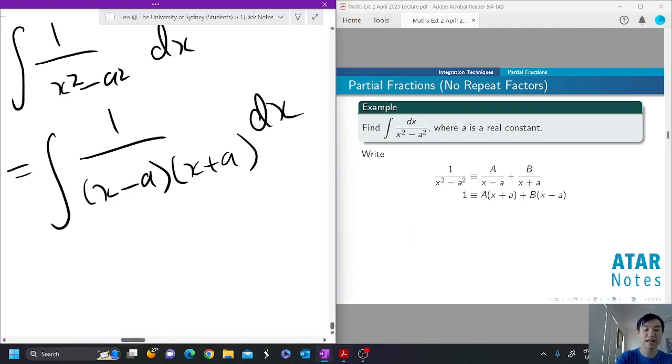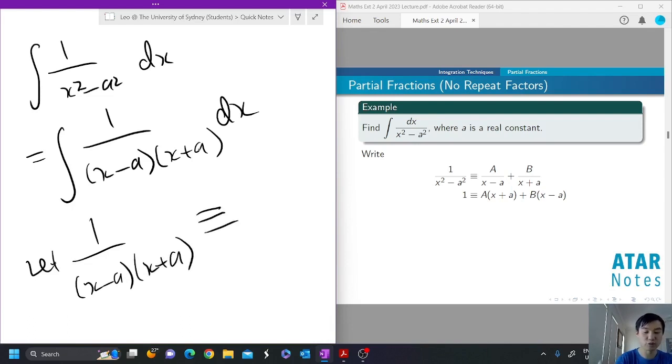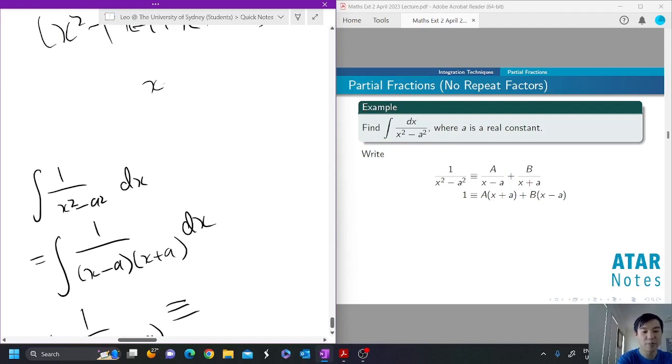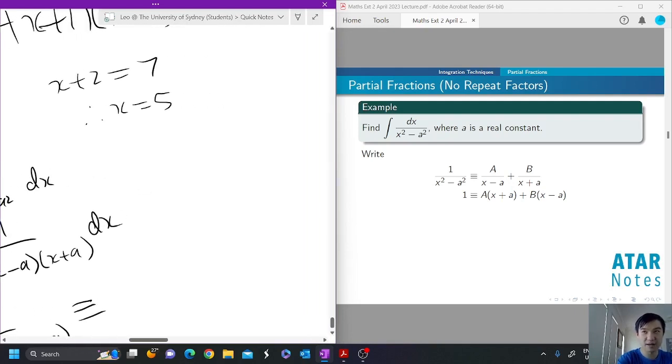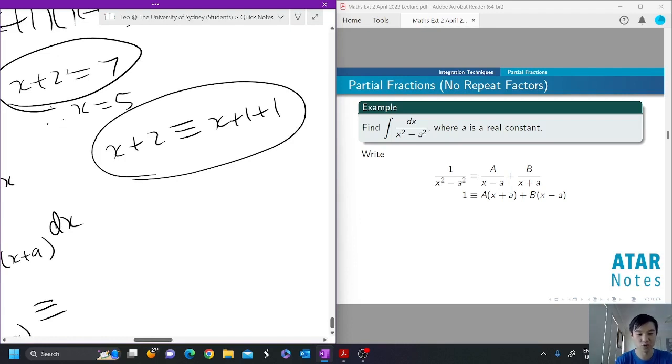So now we can use partial fractions to split this fraction. I'm going to let it be identically equal to something. It's not like a normal equation: with x plus 2 equals 7, this will only happen when x is equal to 5, it's only true for a certain value of x. It's different from saying x plus 2 is identically equal to x plus 1 plus 1, because this will always be true for all values of x. This is an identity, always true no matter which value you put in.